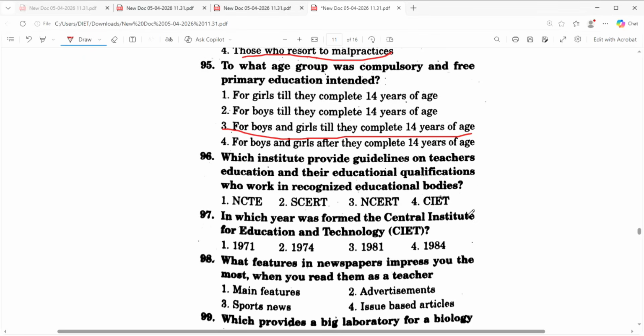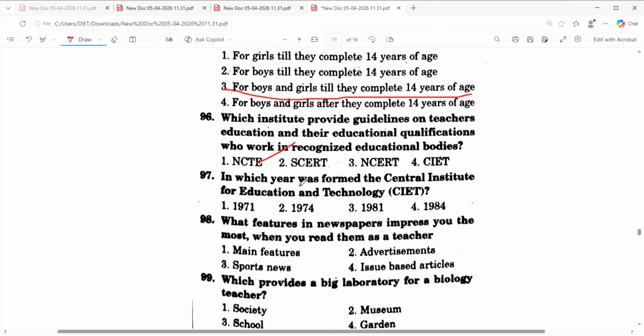Which institute provides guidelines on teacher education and education policy, working with recognition boards and education bodies? Nothing but the National Council for Teacher Education. In which year was the Central Institute of Education and Technology formed? So CIET was formed in 1984.